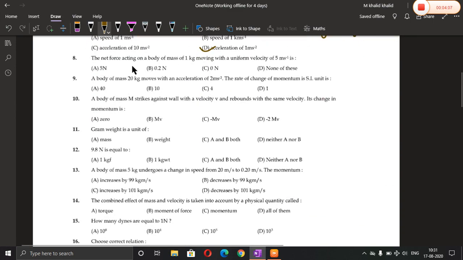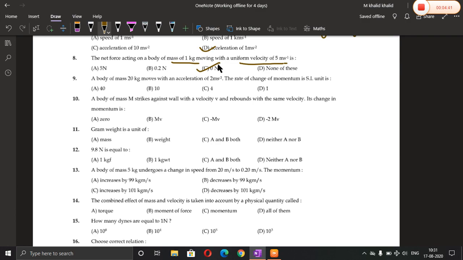Next question. The net force acting on a body of mass 5 kg moving with a uniform velocity of 5 meter per second. It is asking for the net force. Since the velocity is uniform, there is no rate of change of velocity, so there is no acceleration, and we will say that there is no force. If there is no force, then 0 Newton will be our answer.